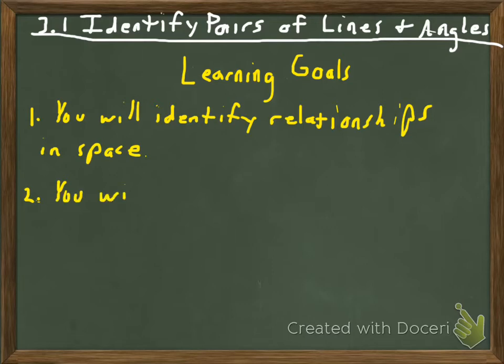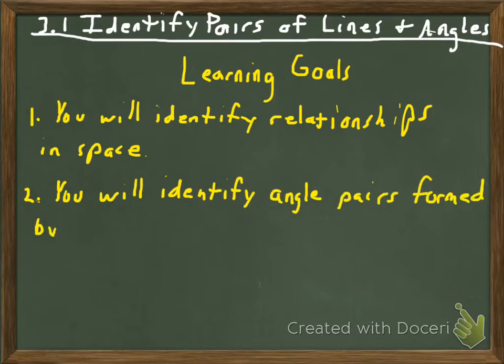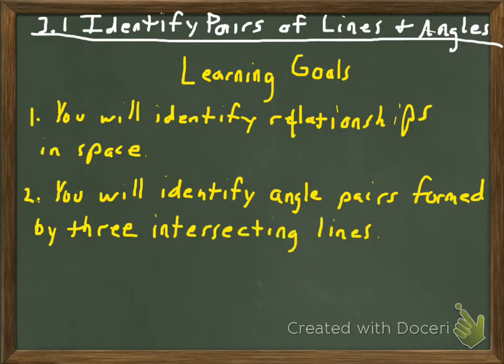All right. Then the second learning goal, which will be the next video, is that you're going to identify angle pairs that are formed by three lines that intersect one another. Often we'll say two lines and a transversal. Okay, so identifying relationships in space and identifying angle pairs formed by three intersecting lines. A ton of vocabulary and concepts for you to understand here. None of it difficult. It's just going to take some memorization on your part.